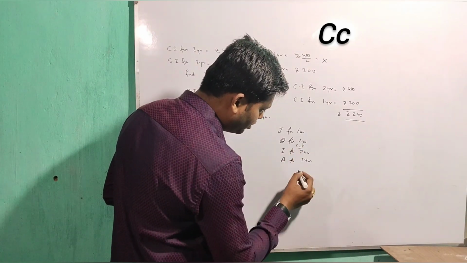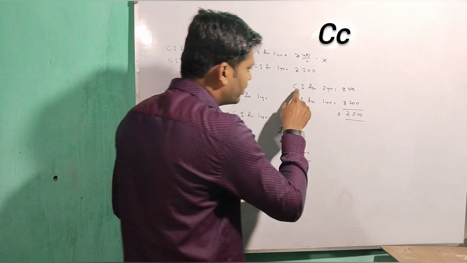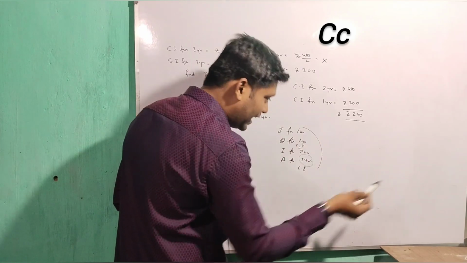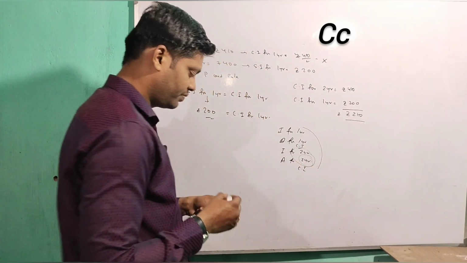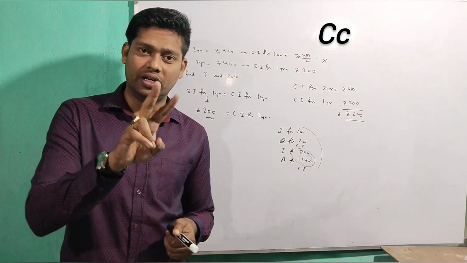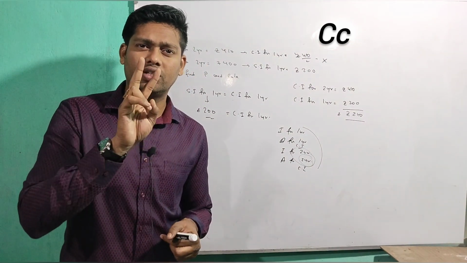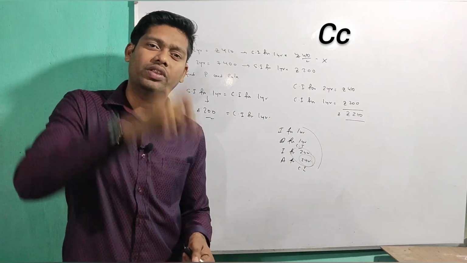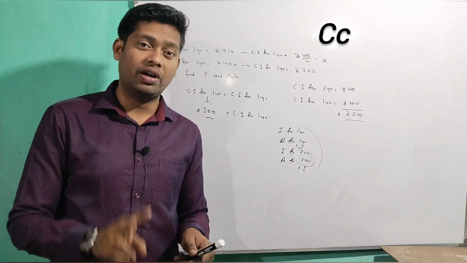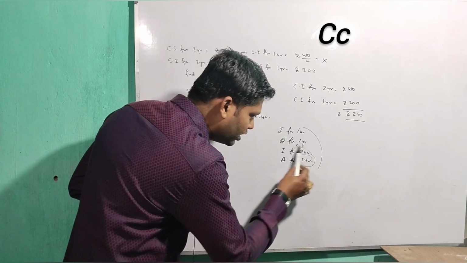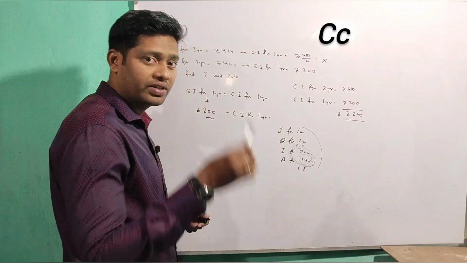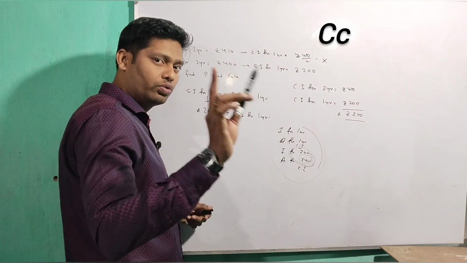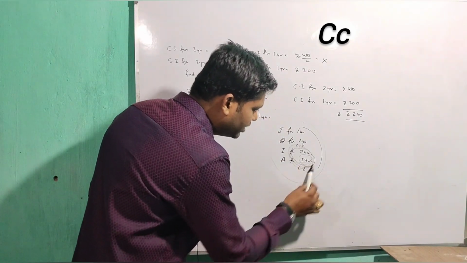If they ask for compound interest for 2 years, 2 years means from the starting to the last. For the second year means only that particular year. If they say compound interest for 2 years, not second, there is a great difference between 2 and second. If they say 2 years, you calculate the total value at the end and subtract the initial value. But if it is for the second year, they are saying particularly for that year only.